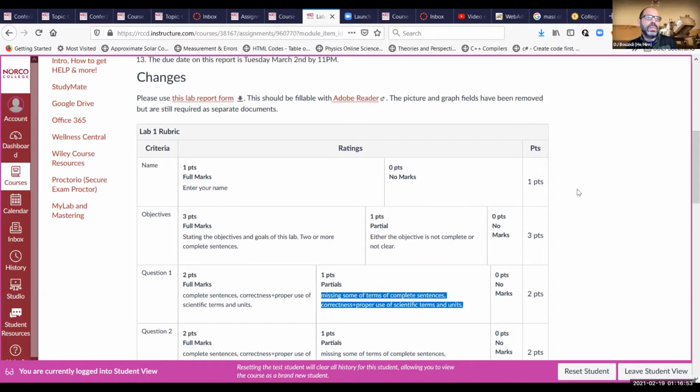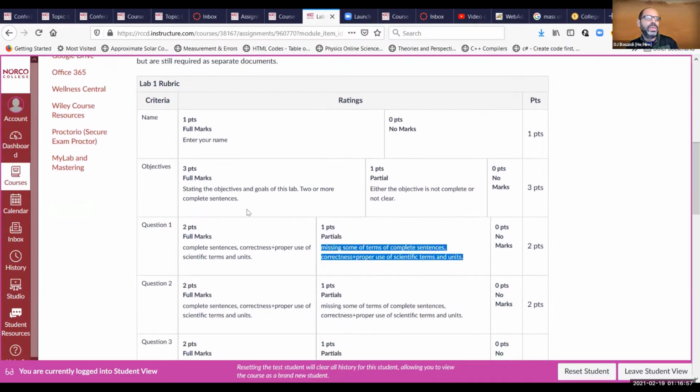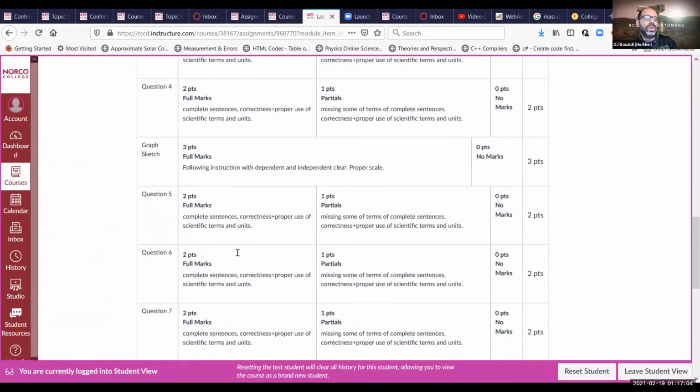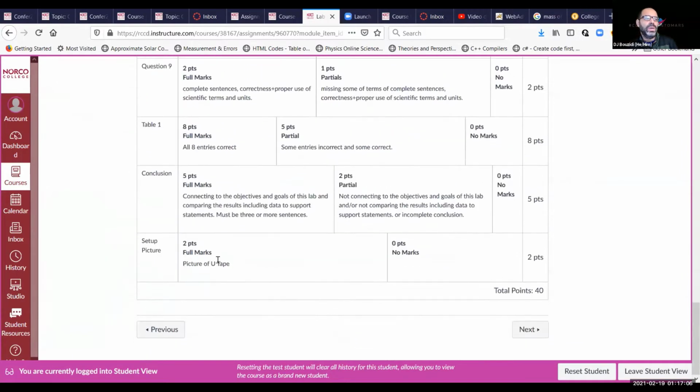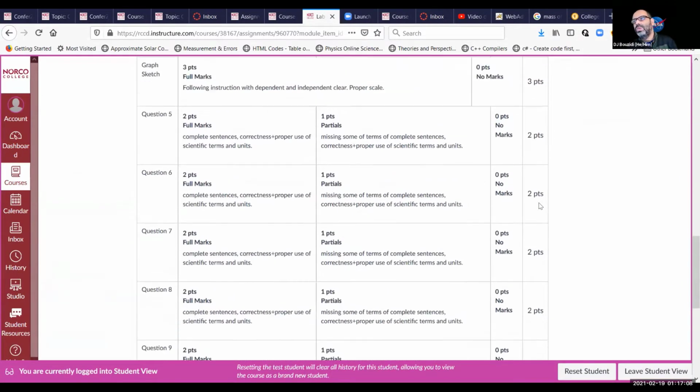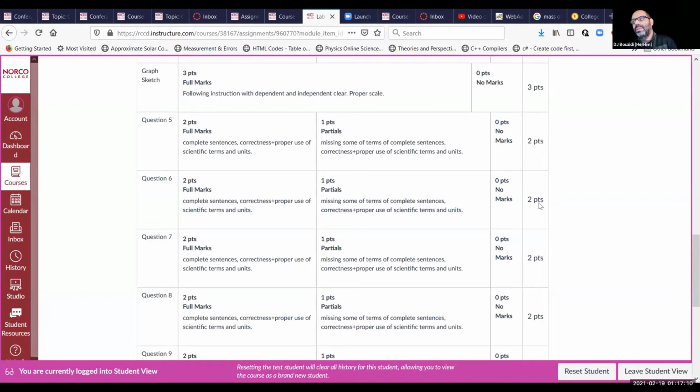You can come up in here and say, did I do the name? Good, check. Did I do the objective? Check. Did I do question one? Check. And so on and so forth until you come to the bottom in here and you say, okay, checked everything, therefore I should be good. And I met all the requirements, so my lab report should be perfect, okay?